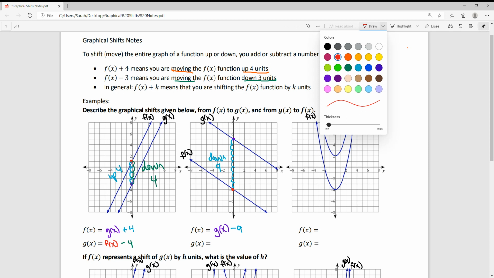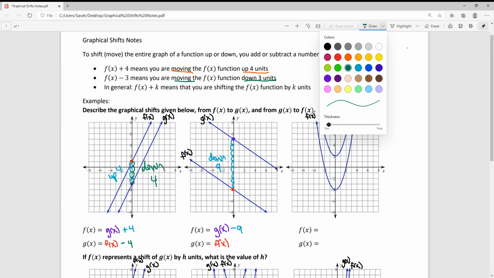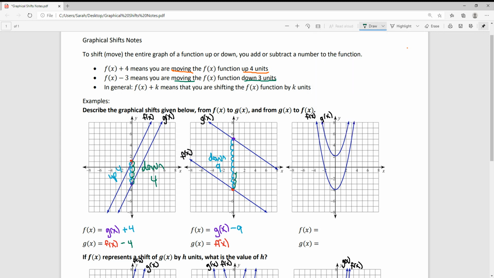Now let's do the other way around. G of x equals f of x and then some number. We're going to start at the red dot and count our way up to the purple dot. I'm going up this time 1, 2, 3, 4, 5, 6, 7, 8, 9. I went up 9 that time. So g of x is f of x plus 9.